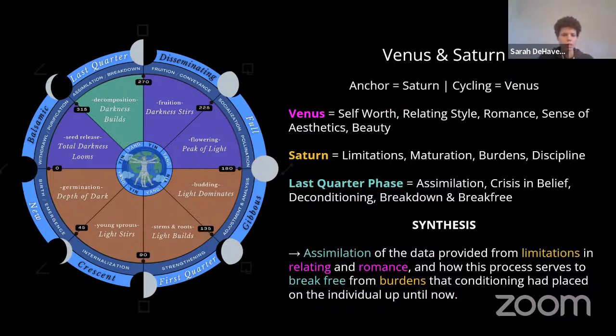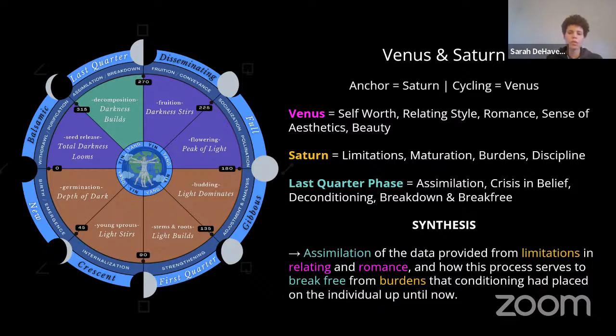All right, so Venus and Saturn in the last quarter phase: assimilation of the data provided from limitations in relating and romance, and how this process serves to break free from burdens that conditioning had placed upon the individual up until now. So we can also see, like Demetra was saying, assimilating the nutrients from the plants, from the fruits, and breaking down and breaking free being keywords here, deconditioning, right? Breaking down what was built up until now. We're taking in that data for Venus and Saturn, taking in the data to understand why those limitations exist.